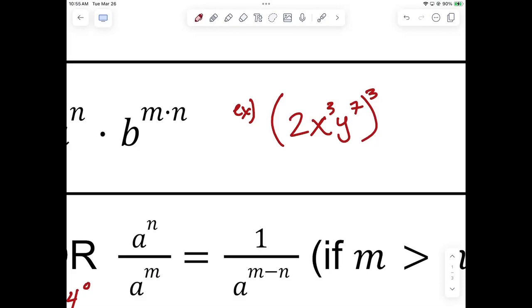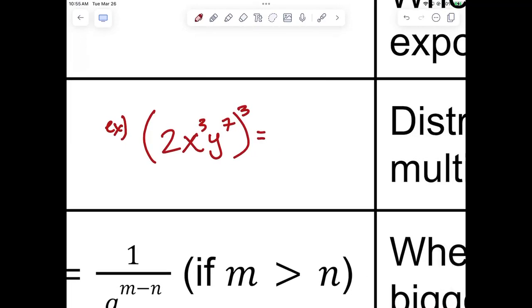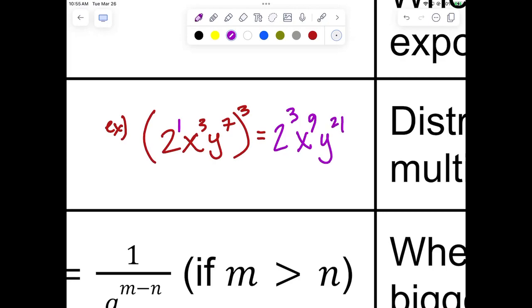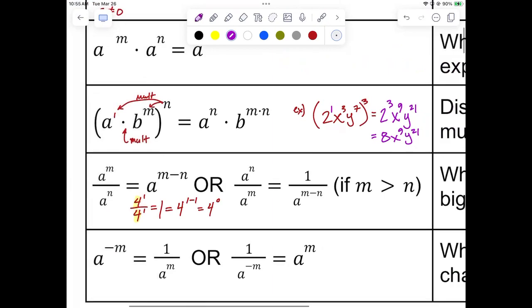What's that going to be? What happens to the 2? Does it become a 6? No, because we're not multiplying the base, we're multiplying the exponent, which is 1. So it becomes 2 to the what? 2 to the 3rd, x to the what? 9th, y to the 21st. Now we can simplify that because we know 2 to the 3rd is what? 8. Yeah. So that's what that becomes. Okay? All right. When you raise a power to a power, you multiply.